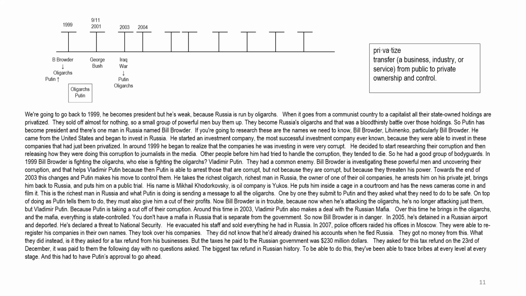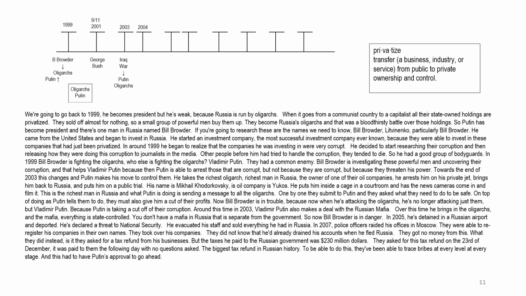We're going back into 1999. He becomes president, but he's weak because Russia is run by oligarchs. When it goes from a communist country to a capitalist one, all their state-owned holdings are privatized. They were sold off for nothing. So a small group of powerful men buy them up. They become Russia's oligarchs. And that was a bloodthirsty battle over those holdings.